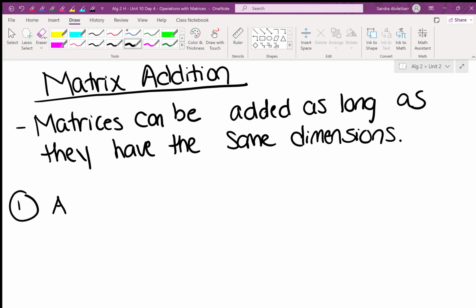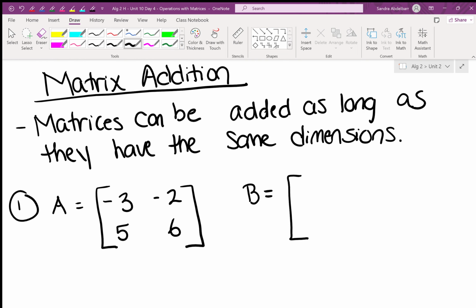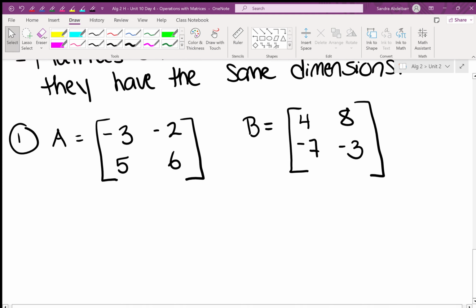So if I tell you matrix A has the elements -3, -2, 5, 6, and then B, we have 4, 8, -7, -3. Do these matrices have the same dimensions? Yes, so therefore I can add them. That's really the only criteria you need in order to add two matrices together.